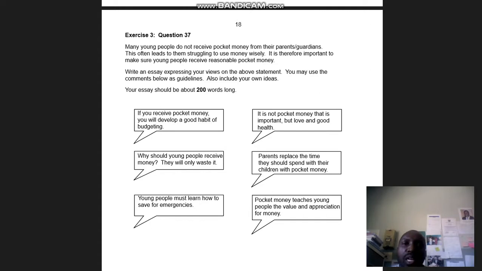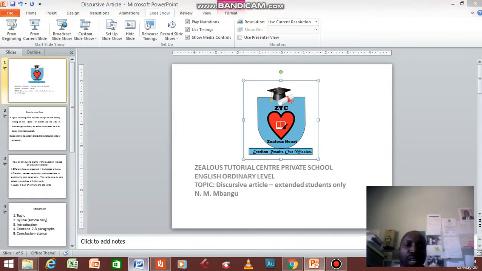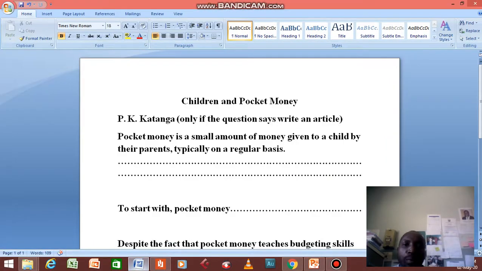Then from the topic, you skip a line, your byline. But in this case, the question says, write an essay. So in that case, we don't have to include the byline. Now, let's look at this example. The example that we have here, children and pocket money. This is our topic, and P.K. Katanga is the author. But remember, this is just an example. We don't have to include P.K. Katanga because the question says write an essay.